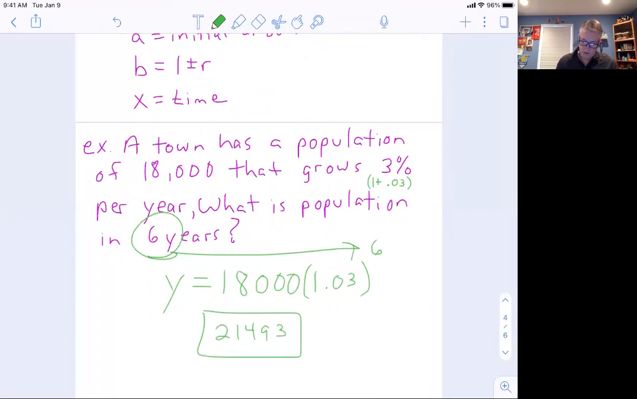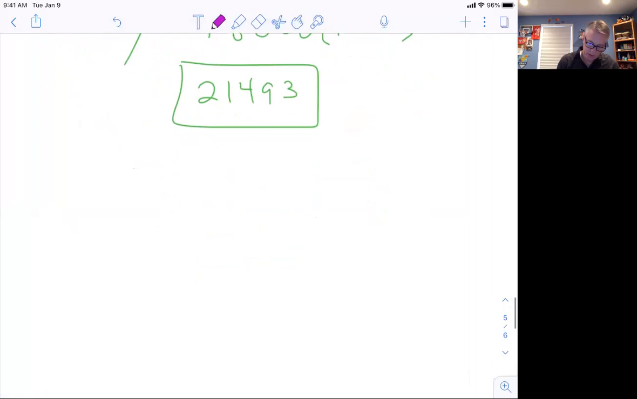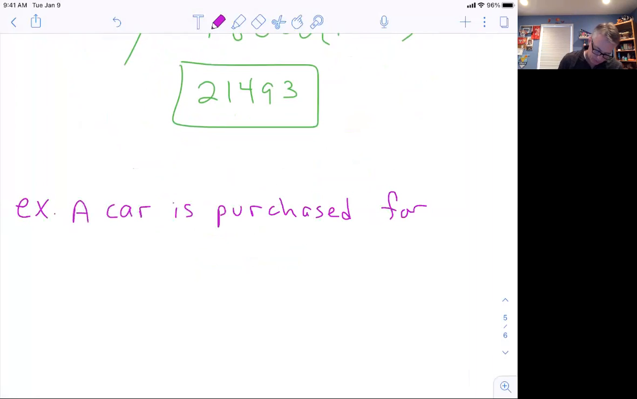All right, well, let's do another one. Maybe we'll do a decay here. Let's say a car is purchased for $21,800. Nice car, right? And you know, cars always depreciate. They go down in value. Not always, but almost always.